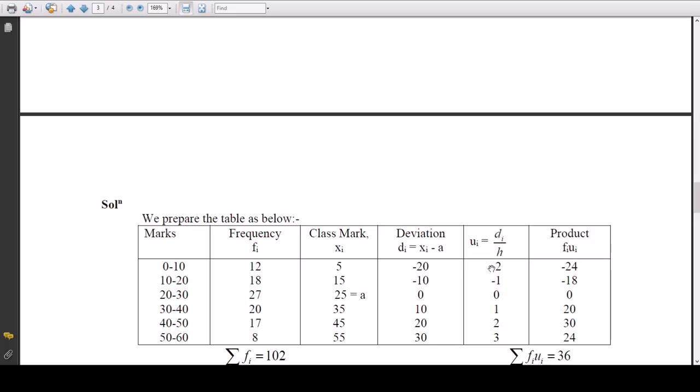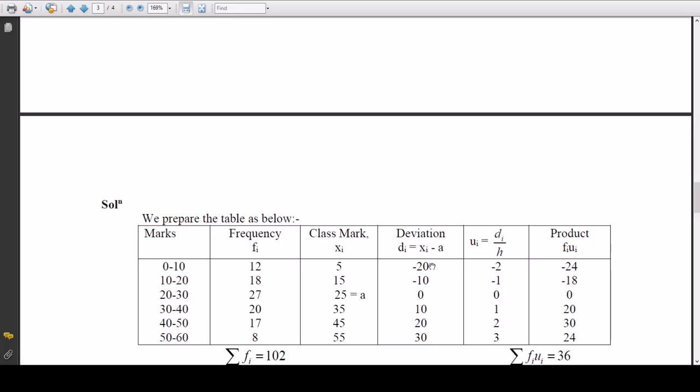The third thing is the next column here, which is ui. We have to find ui. What is ui? ui is di divided by h. di we are getting from deviation. What is h? h is the width of the class interval. 0 to 10, what is the width? 10. 10 to 20, 10. 20 to 30, 10. 30 to 40, 10. The width of the class interval is 10 in all the cases, isn't it?